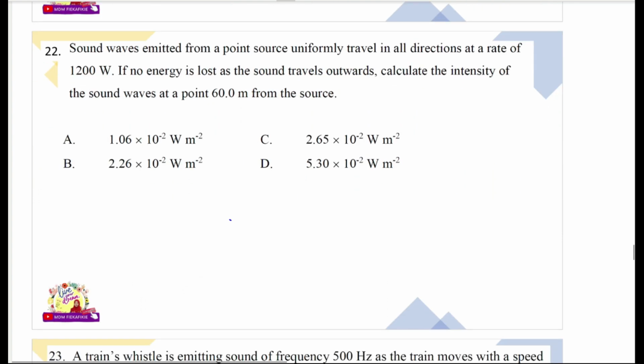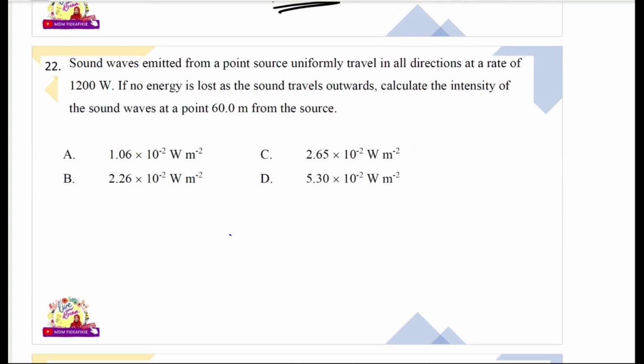Okay, so question 22. So let's try. So here we have a sound wave emitted from a point source uniformly travel in all directions at the rate of 1200 watt. Okay, so tengok pada unit, so kita tahu ini adalah power. Okay, 1200 watt. Okay, so if no energy is lost as the sound travels outwards, calculate the intensity of the sound wave at a point of 60 meter from the source. So r is equal to 60 meter. So we want to calculate the intensity.